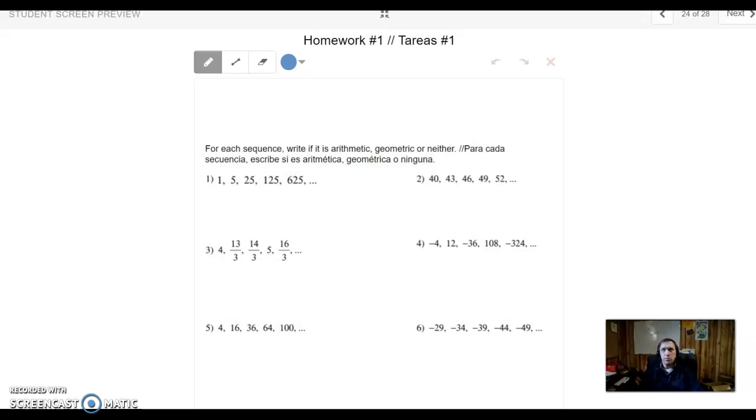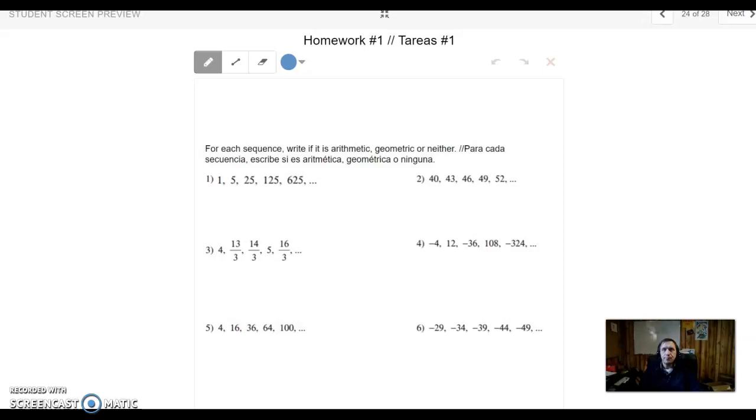And what we're doing here is we're looking at these and determining, are they arithmetic, are they geometric, or are they neither? Remember, if they go up by some multiple, if you multiply by a whole number or a fraction, they're geometric. If you add or subtract the same number each time, they're arithmetic. And if neither of those work, they are neither. So let's walk through here.